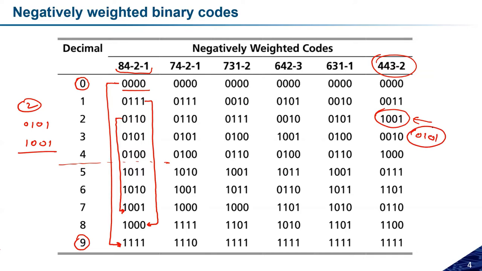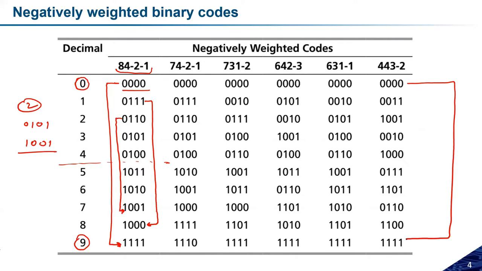The important thing is, if I want to make this number self-complementary, then I have to use 1001. Let me explain. I just told you what the self-complementary code is. If you see here, this is complementary to this one. This number is complementary to this one. This one is complementary to this one. This one is complementary to this one.